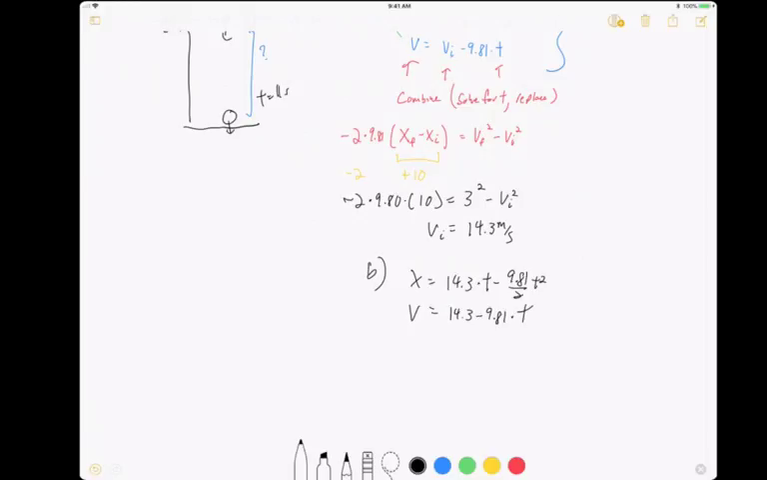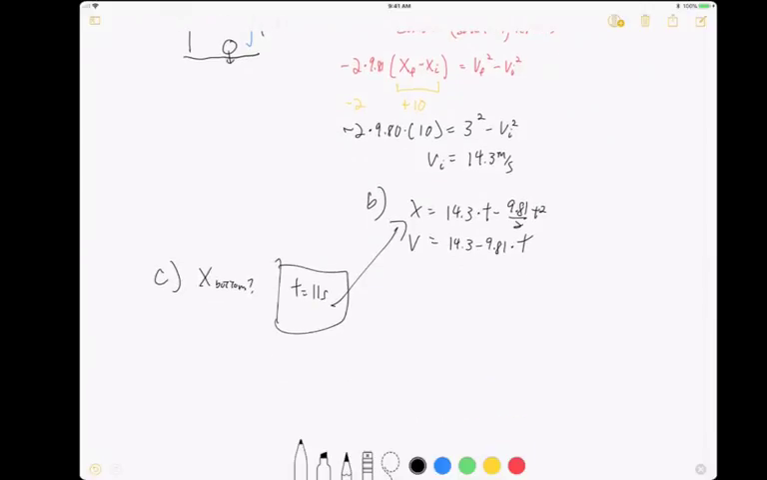Okay, then, so that's part B. Part C, where's the bottom of the cliff? I know that it hits the bottom at t is equal to 11 seconds, so I can plug this equation into there to figure out the position of the bottom of the cliff. 14.3 times 11 minus 9.81 times 11 times 11 divided by 2 is minus 436 meters.